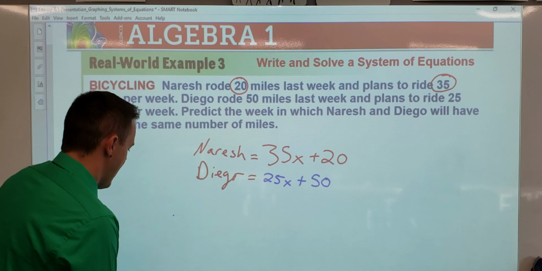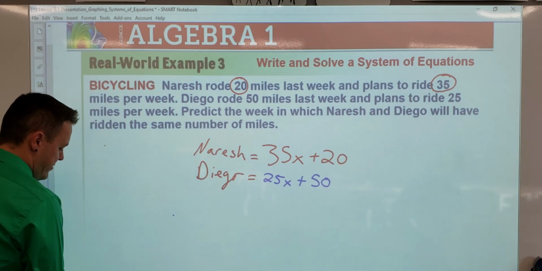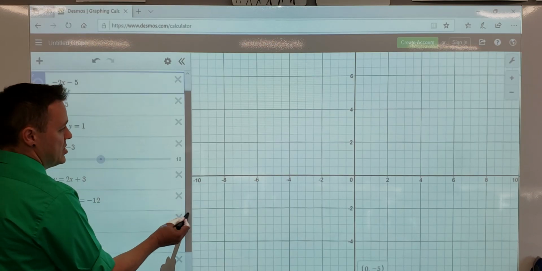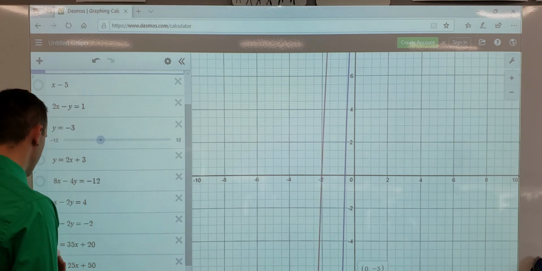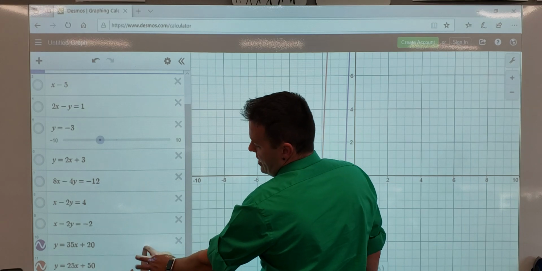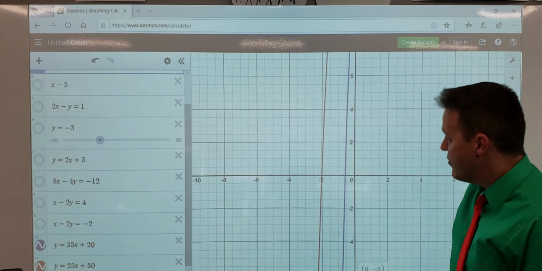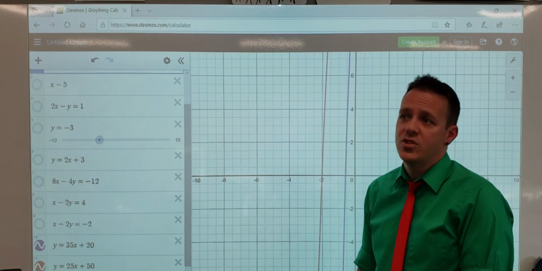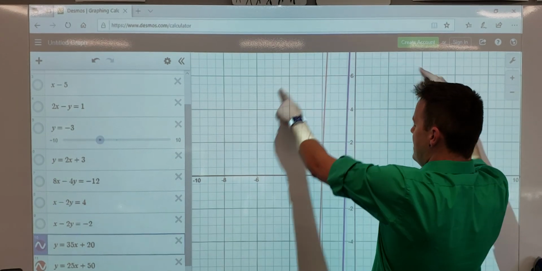Now it asks to graph, or to solve. Now this is where I wanted to make sure everybody got this one as well, because all day today it's been fun watching you guys say that this is a parallel line. So I changed the colors. This is purple and red. So the purple is the 35x plus 20, and the other one, the red, is 25x plus 50. If you look at it from here, a lot of you were saying, oh, those are parallel lines, there's no solution. Wrong. Remember, you're only looking at a tiny little area.